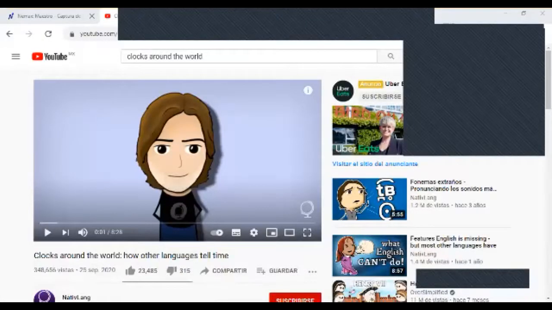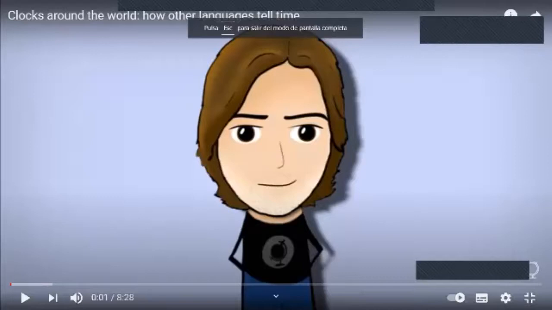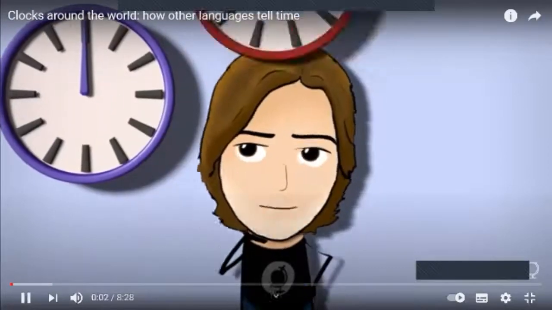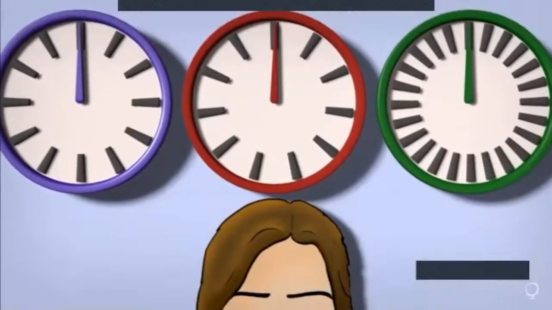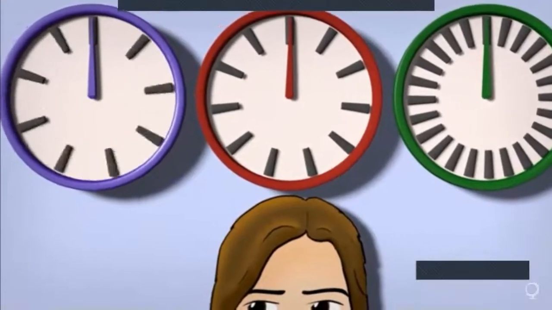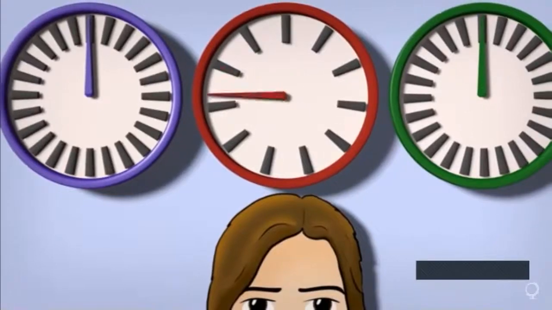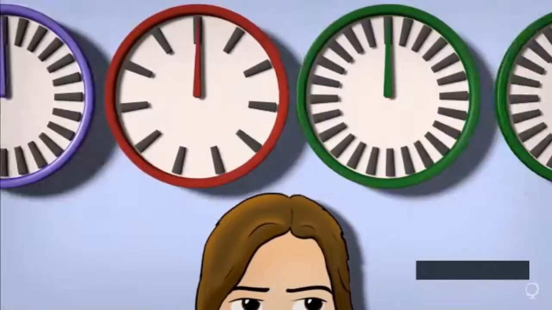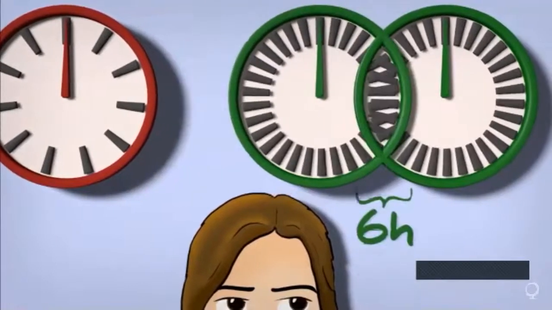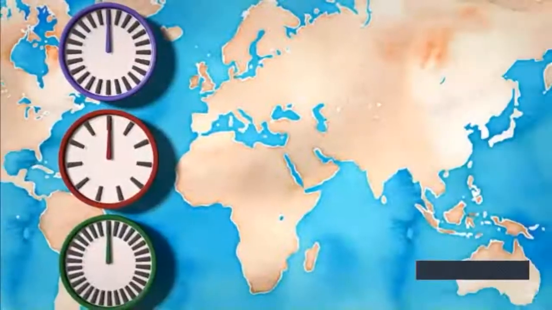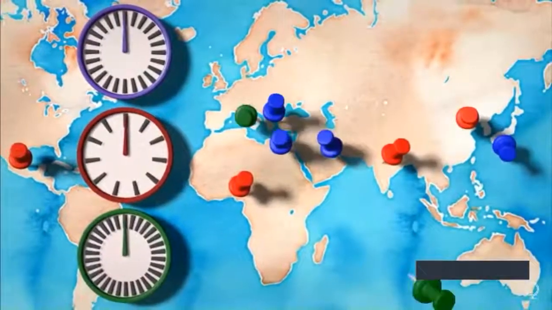Okay, now we are going to watch a video about how different parts of the world tell time. The world tells time in a variety of ways. It has for a long time. How many hours are in a day? Which direction is clockwise? Do days just touch or can they overlap? The way you answer those depends on your culture and your language.